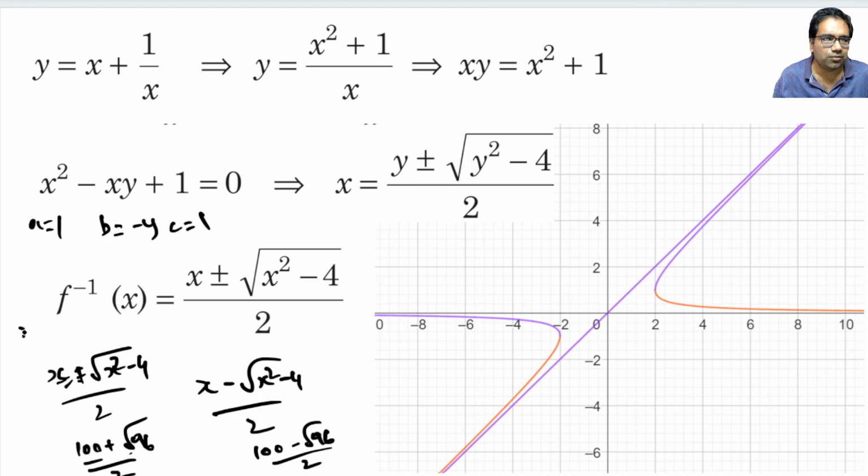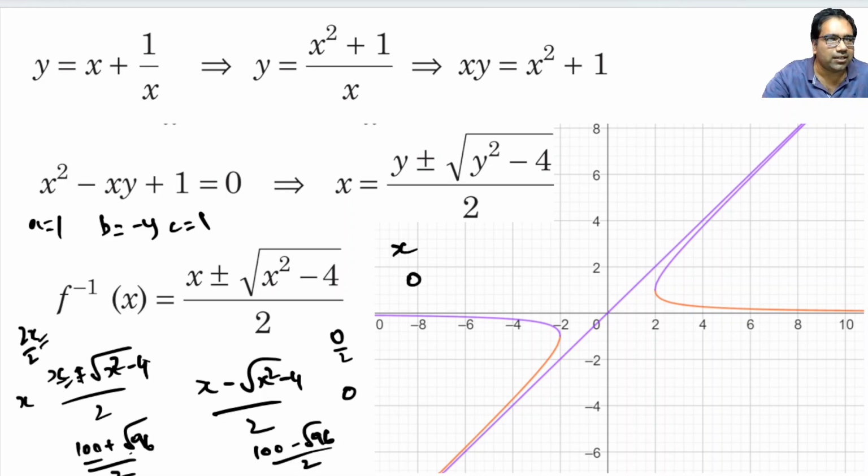So the first is roughly equivalent to x plus x by 2, which is 2x by 2, that is x. Here it is roughly equivalent to x minus x, that is 0 by 2, roughly 0. When x is too big, the 4 is insignificant. That means when x is big, for x plus or minus under root x square minus 4 by 2, one is leading to x, the other is leading to 0.